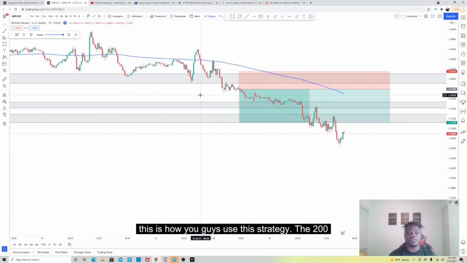So guys, this is how you use this strategy, the 200 EMA, to scalp using GBP pairs or Euro pairs. But actually I recommend using GBP pairs. If you can, just stick to GBP pairs alone and use this strategy on the 15-minute time frame.